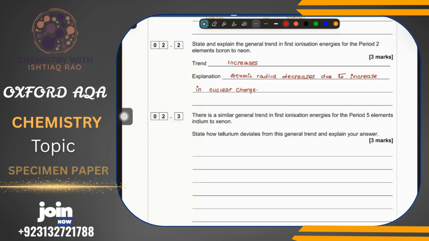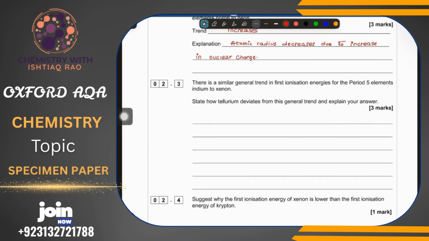You know, nuclear charge means that when the number of protons increases in the nucleus of an atom, the force of attraction between the nucleus and the outer electrons increases. So that's why nuclear attraction increases. As a result of this, atomic size decreases, and that's why ionization energy is going to increase. Okay, that makes sense.